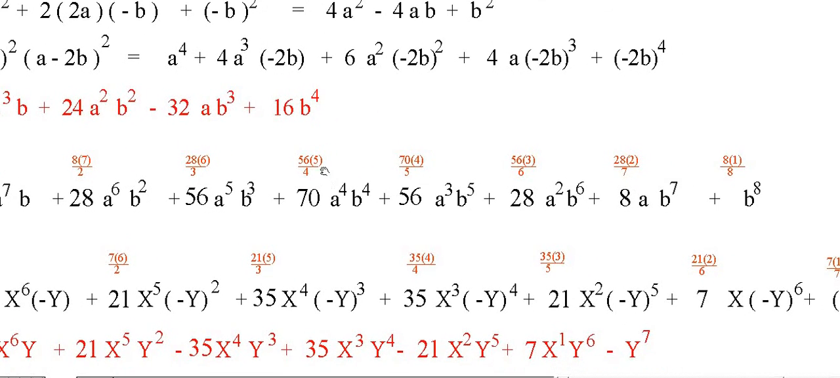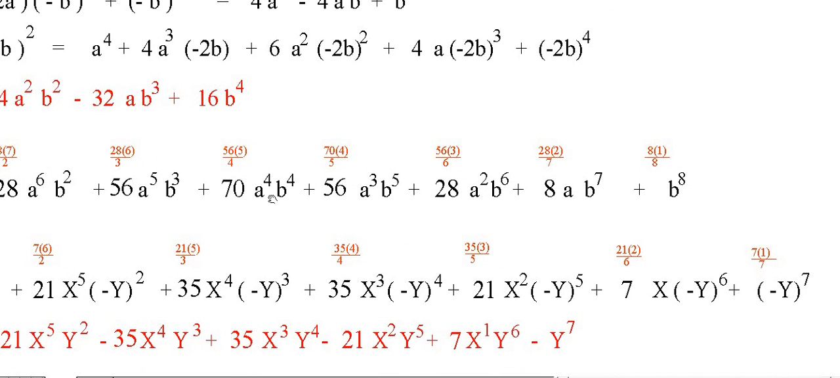Next, we have how to find the 70. This is equal to 56 times 5 divided by 4, or 70. Then next, how to find the 56. 70 times 4 divided by 5, or 56.